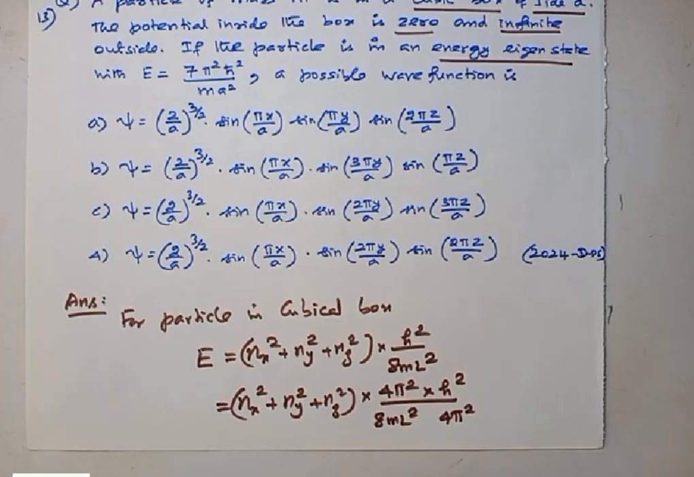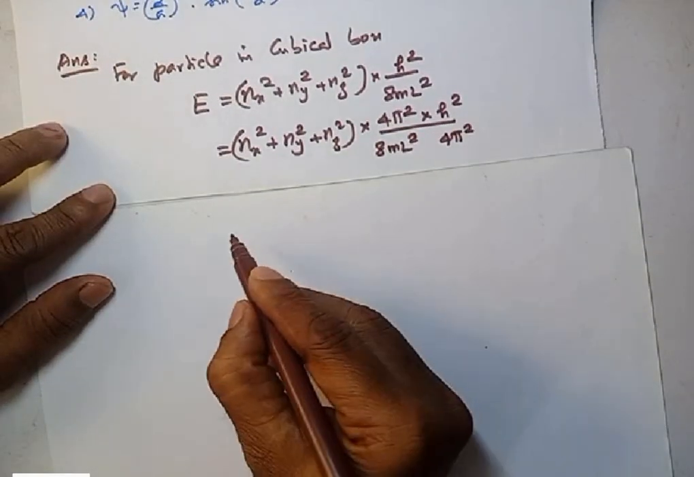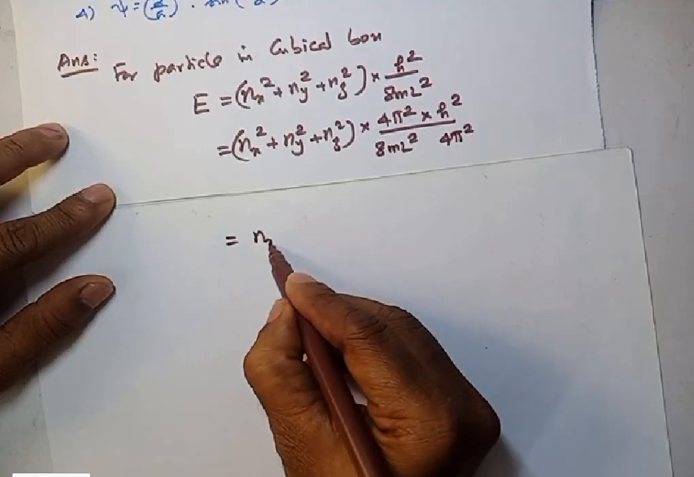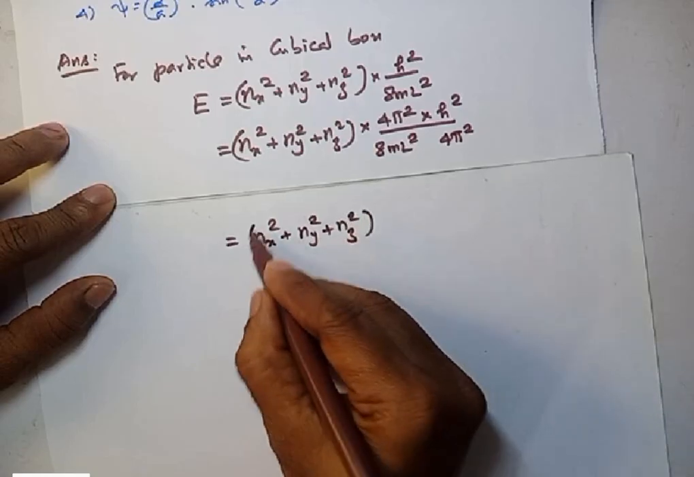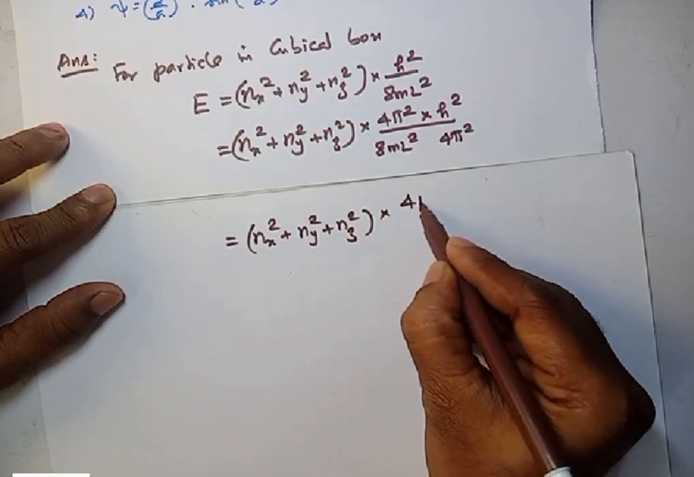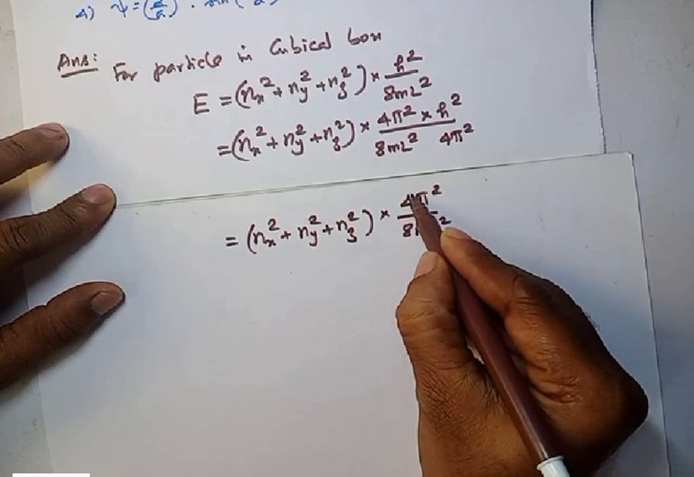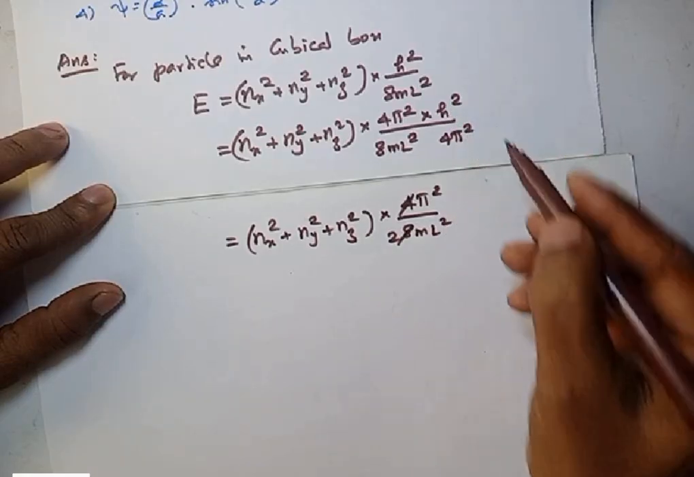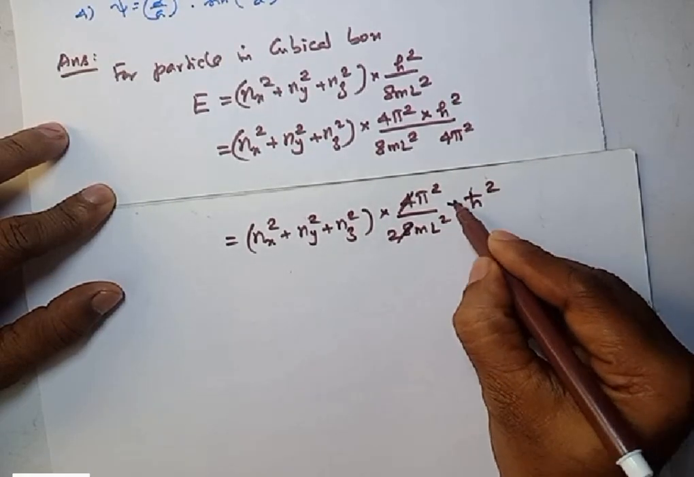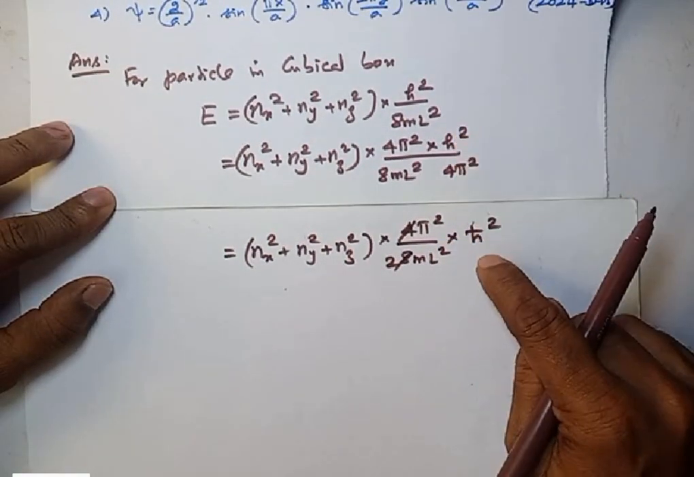Okay, now what to do? Let me write the next page. See, you can write this as nx square plus ny square plus nz square times 4 pi square over 8ml square. You can cancel this also. 1 4s are 4, 2 4s are 8. See, h square by 4 pi square can be written as h cross square. Am I right? h square by 4 pi square can be written simply as h cross square.